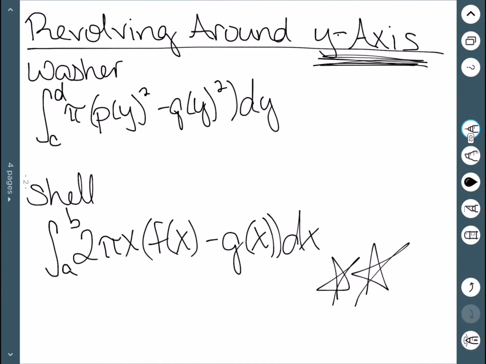In general, we like to integrate with respect to x. In addition, it is important to note that whatever axis we're revolving around, if we try to use the washer method, that is the same axis we're integrating with respect to. However, with the shell method, we integrate with respect to the opposite variable.